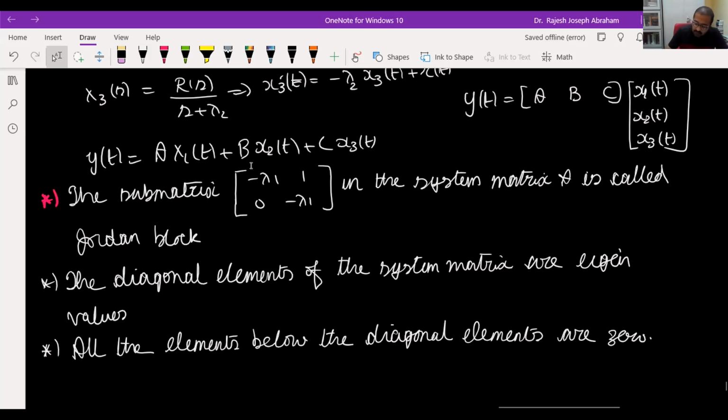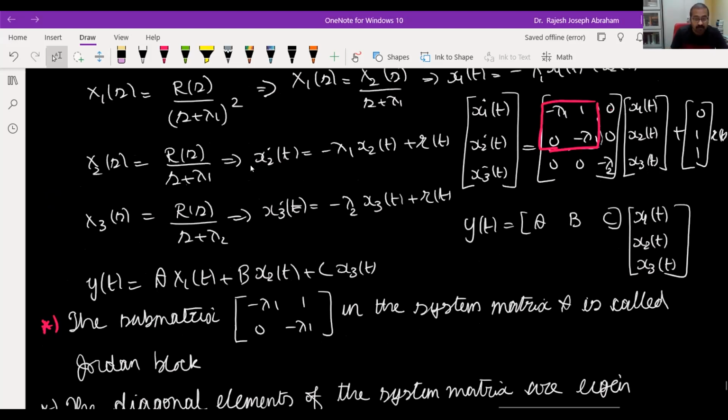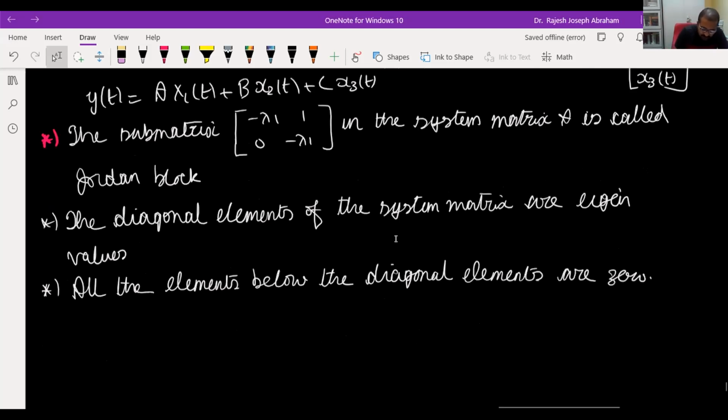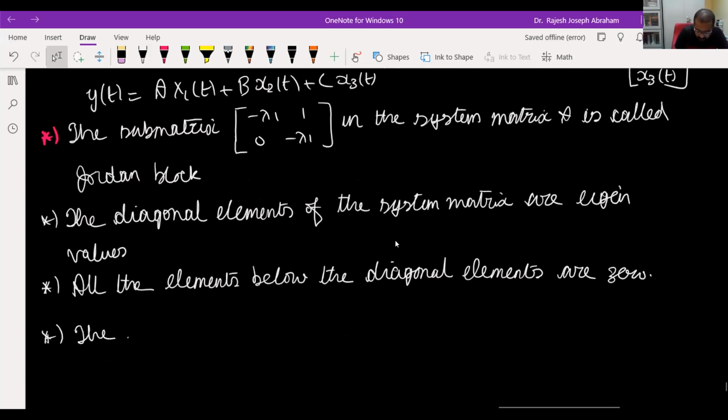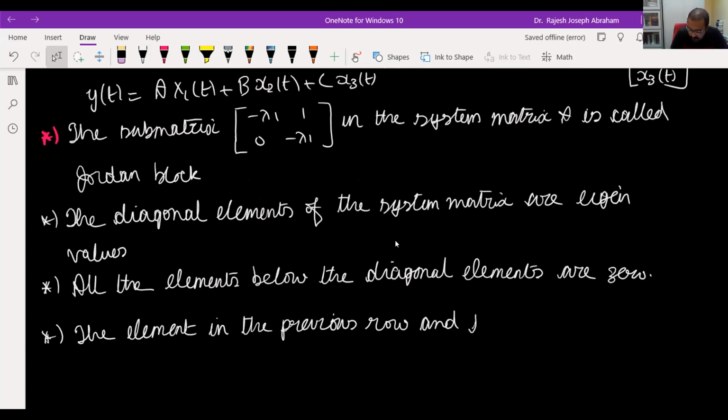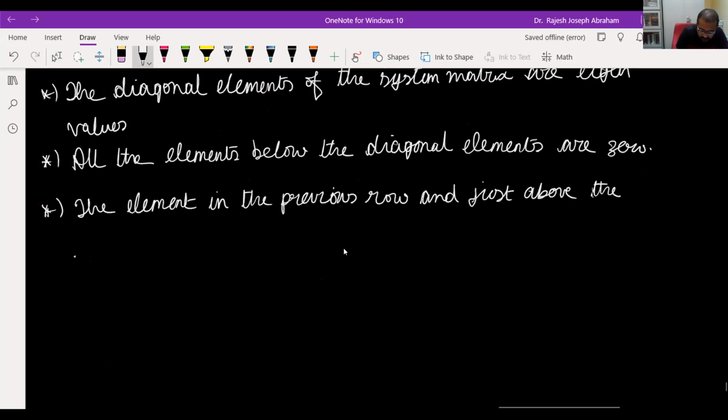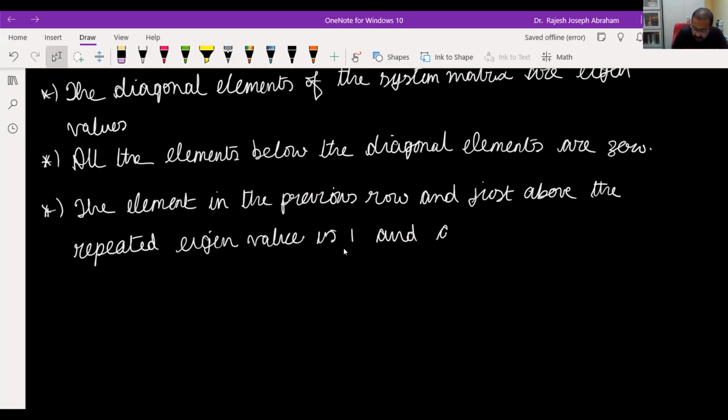Then the element in the previous row and just above the repeated eigenvalue is 1, and all other elements above the diagonal are 0.